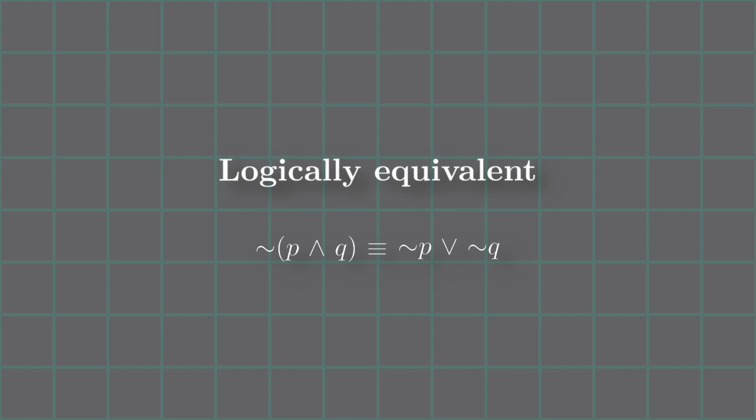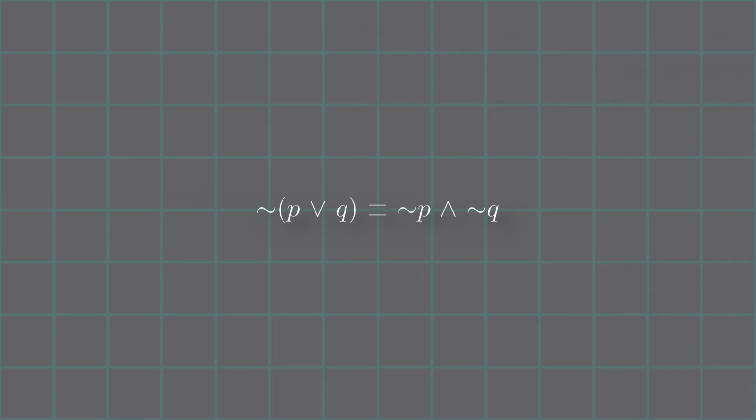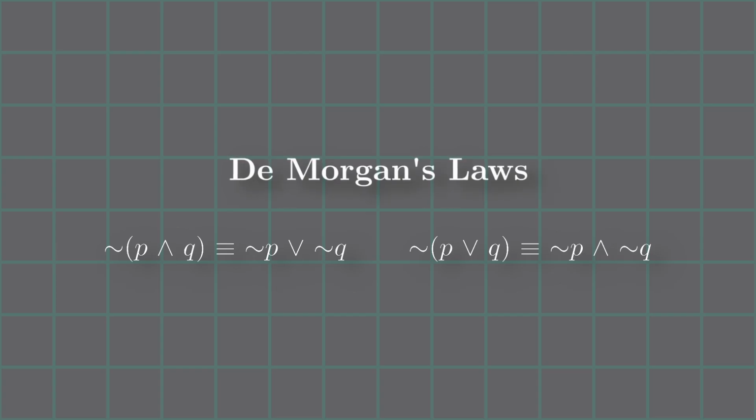We can say that these two statements are logically equivalent. Two statements are logically equivalent if they always have the same truth value, regardless of the truth values of the simple statements. In other words, they have the same truth value for every row in the truth table. Let's see if you can check whether this is the negation of a disjunction using a truth table. These two logical equivalences, the negation of conjunctions and disjunctions, are called de Morgan's laws.